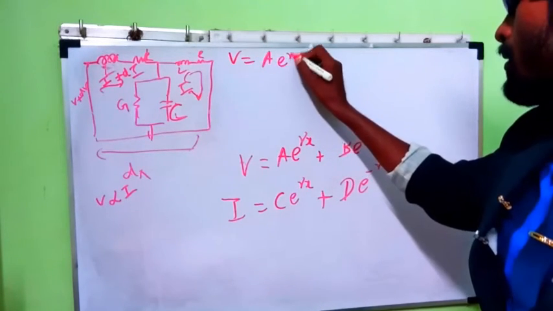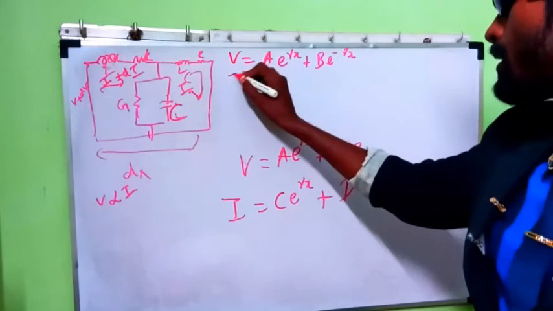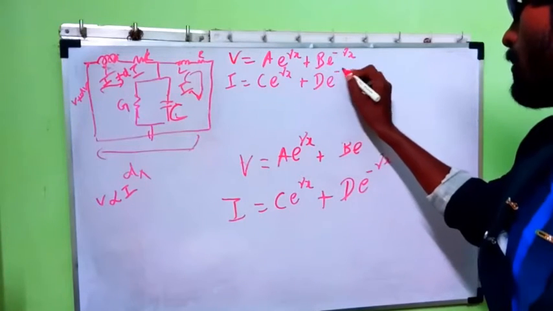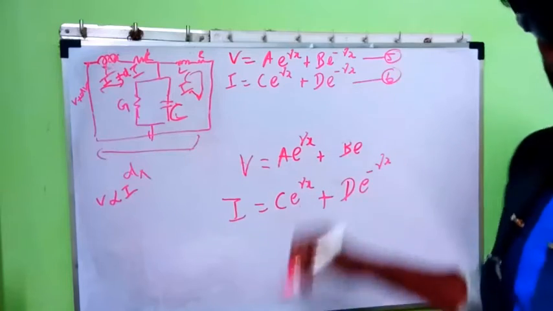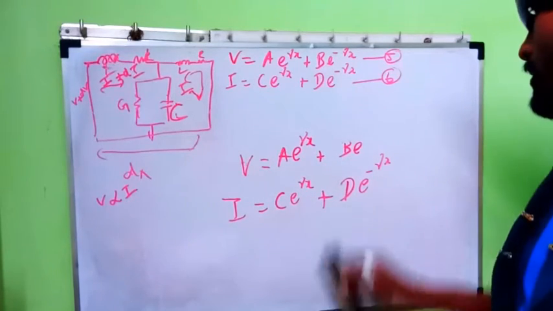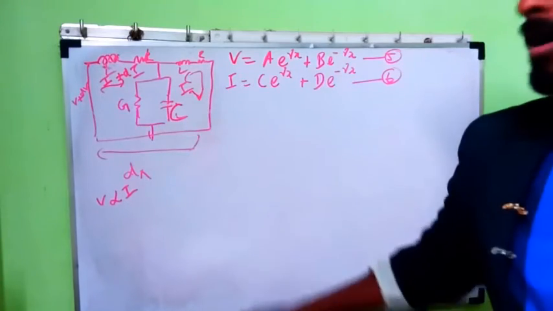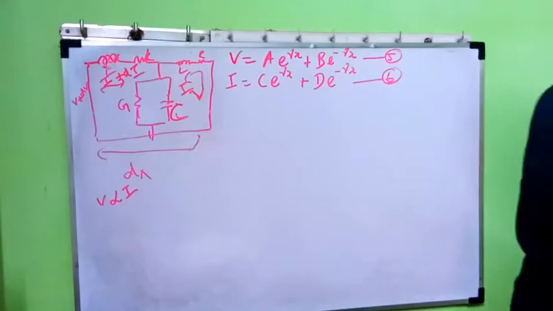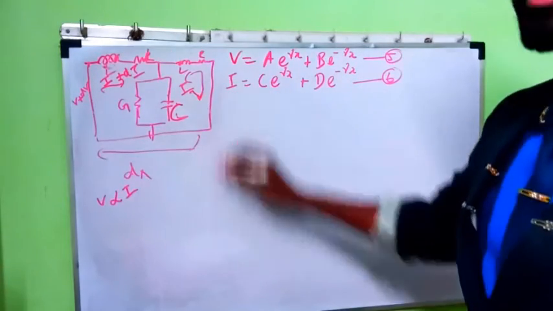V = A e^(ψx) + B e^(−ψx), and I = C e^(ψx) + D e^(−ψx). Make it as number 5, and this was number 6. And what I do is just delete all these things from the board. Right now I'm going to make a separation of this one. First, I'm going to differentiate this 5 with respect to x.